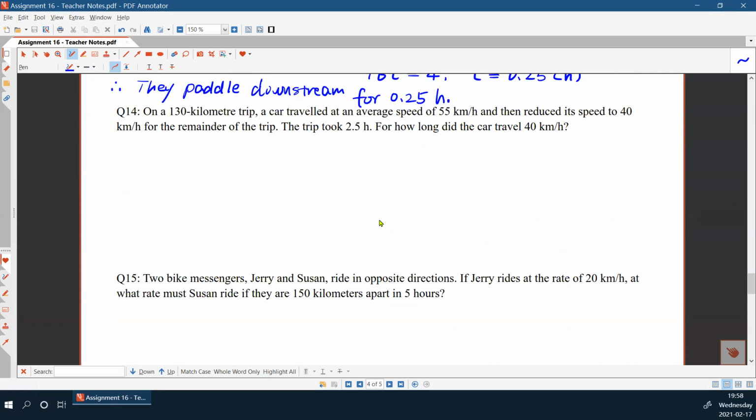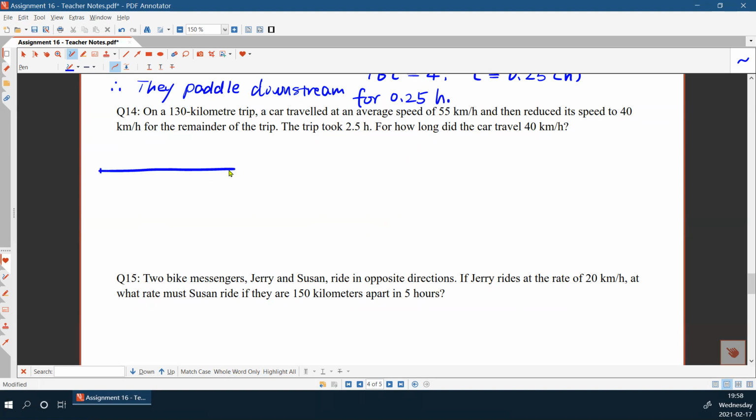On a 130 kilometer trip, a car traveled at an average speed of 55 kilometers per hour and then reduced its speed to 40 kilometers per hour for the remainder of the trip. The trip took 2.5 hours. For how long did the car travel at 40 kilometers per hour? So again, it's better to draw a sketch to illustrate the problem.